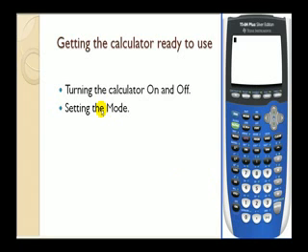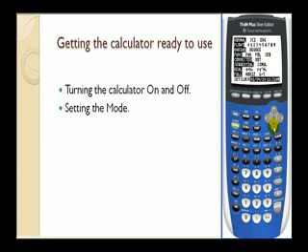Now let's take a look at the mode settings. Here is the mode button. Let's press this. And the main thing I want to talk about here is this second row where it has the word float and then the numbers 0 through 9. I recommend leaving it on float.